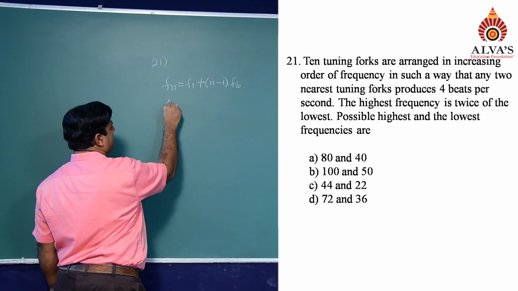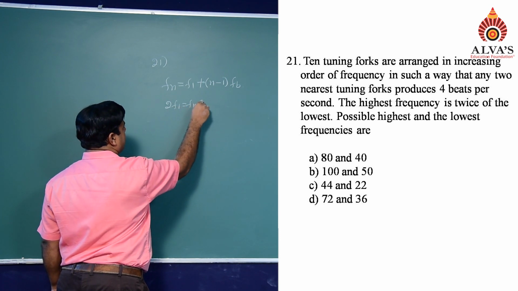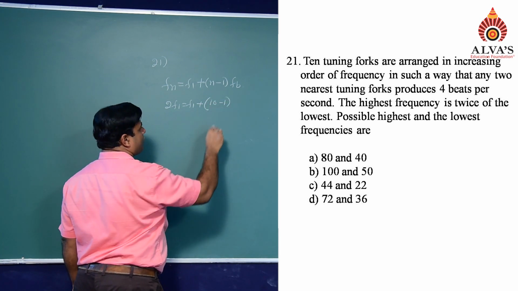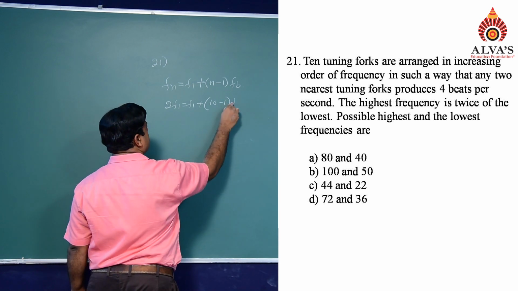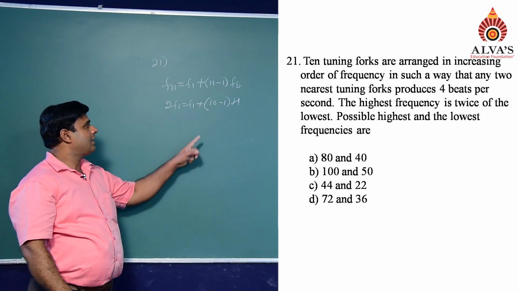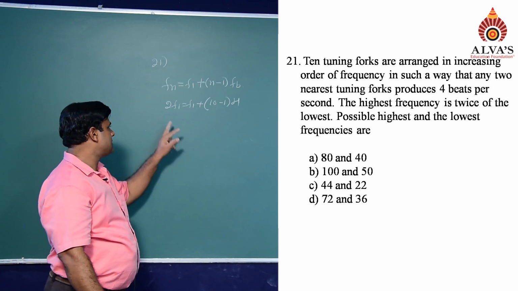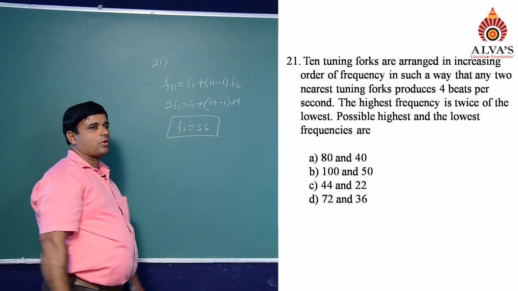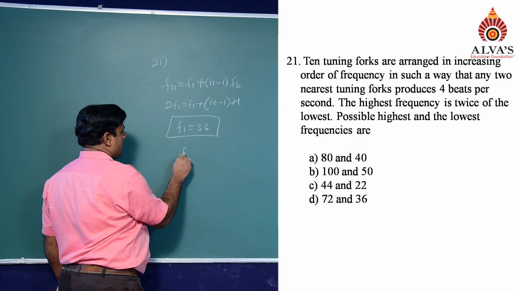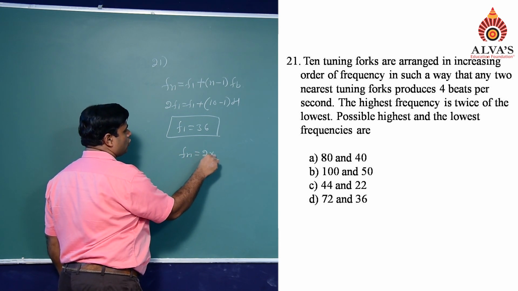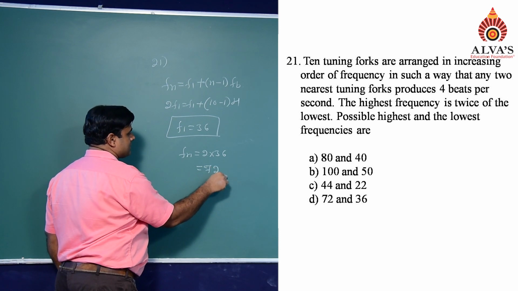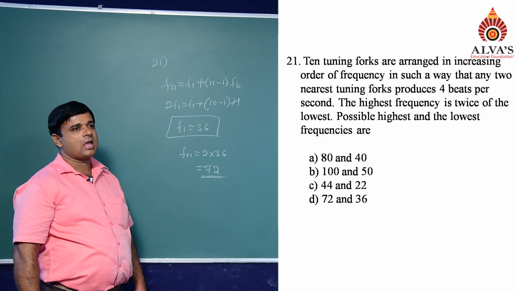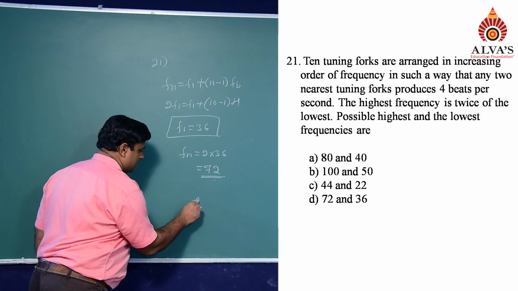Frequency of the last is given, which is twice the first one. Number of tuning forks given, which is equal to 10. Frequency difference of successive forks is given, which is equal to 4. 10 minus 1, 9 into 4 equal to 36, 2f1 minus f1, f1 equal to 36. So, frequency of the first fork is 36. So, last fork is double the first, 2 into 36, which is equal to 72. So, frequency of the last highest is 72, lowest is 36. So, the answer is D.